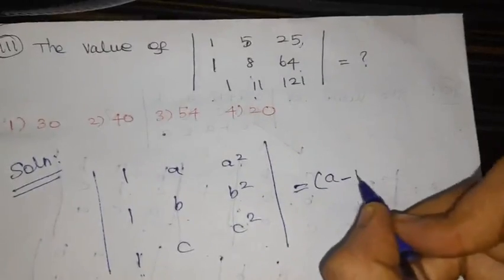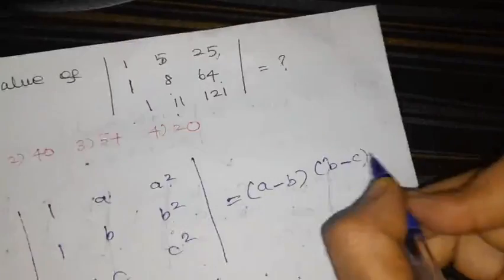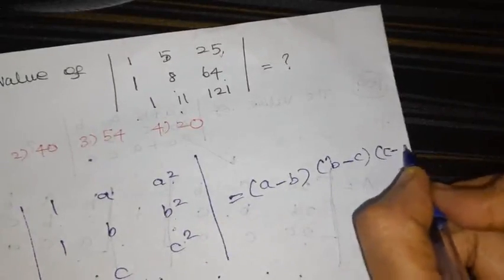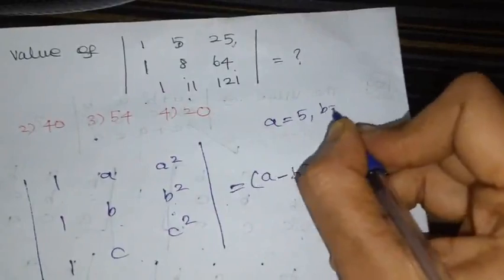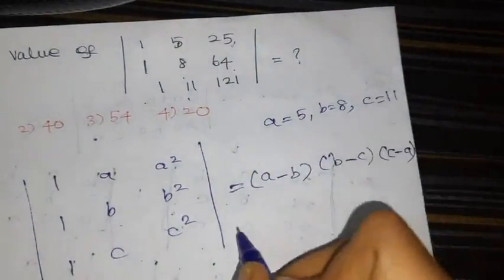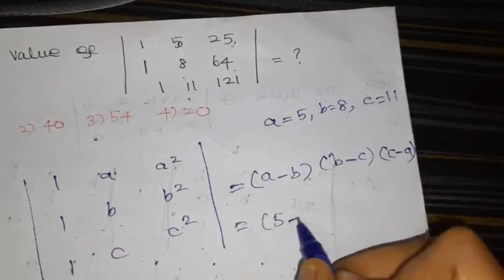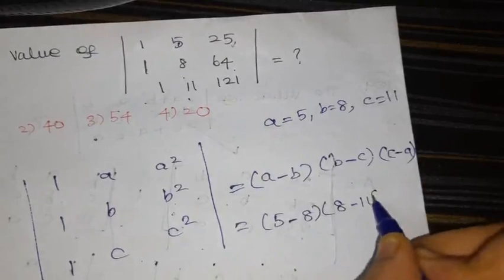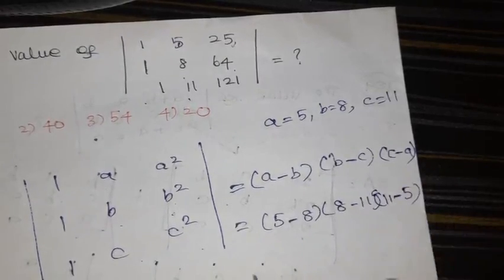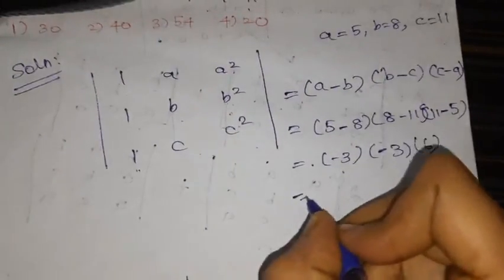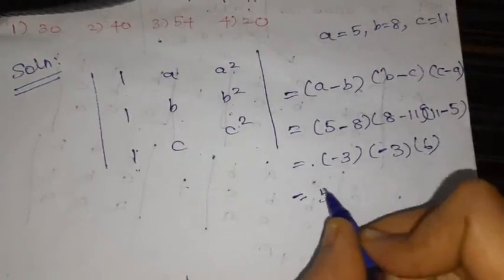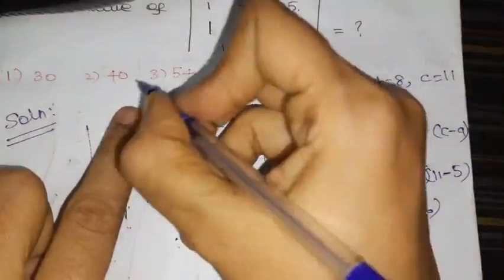For that, this is a shortcut: A minus B, B minus C into C minus A. This is the determinant value. So first find out what A, B, C are. A equal to 5, B equal to 8 and C equal to 11. Just substitute the values. 5 into 5 minus 8, 8 minus 11, 11 minus 5: minus 3 into minus 3 into 6. So minus into minus is plus, obviously 9 into 6, 54, right? So the determinant value is nothing but option B, 54.